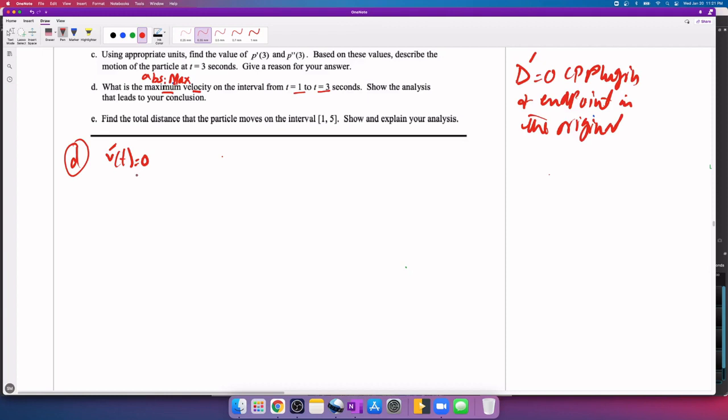We plug in that critical point and the endpoints in the original. So what is the original in this case? It's a velocity. This is acceleration. That's a velocity. So whatever maximum you have, like maximum of velocity, pick this velocity, take a derivative, make it equal 0, and the critical points are going to be points of inflection in this case, because a derivative of a derivative means acceleration, double prime.